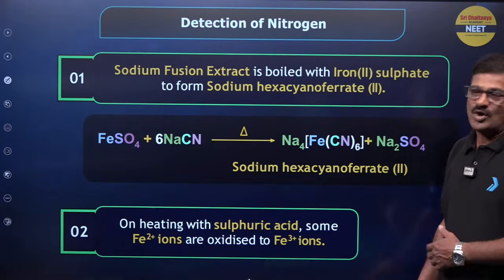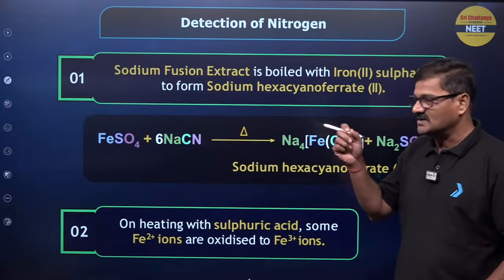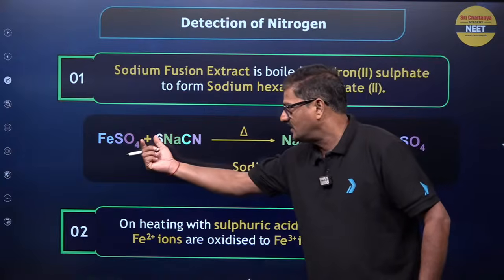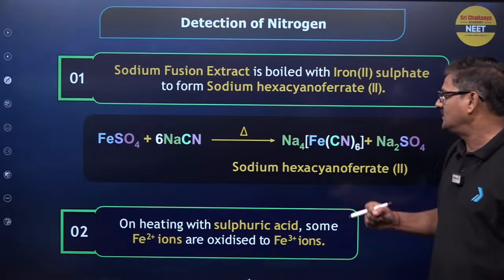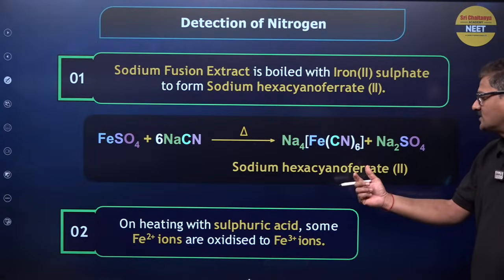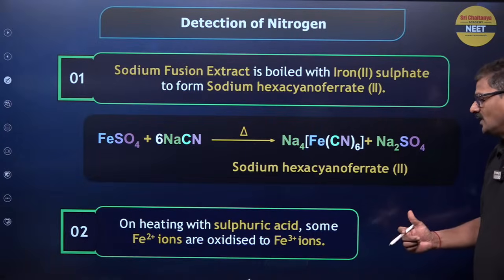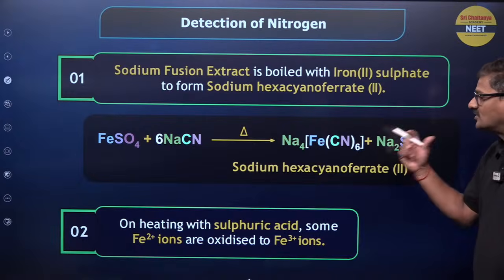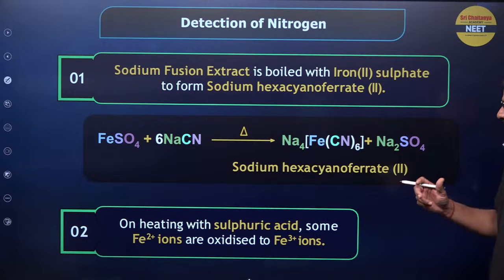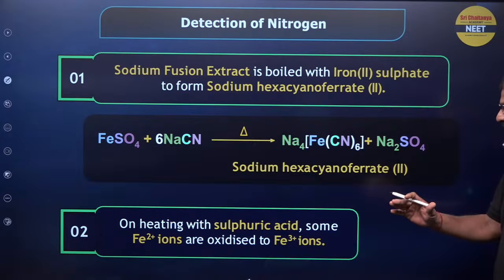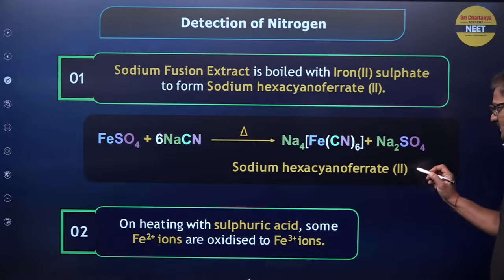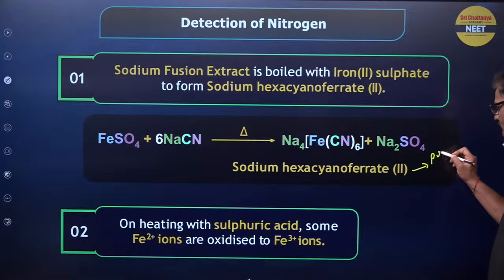Okay, so I am telling you, the Lassaigne extract is added with FeSO4, and you are going to get sodium hexacyanoferrate II. It is called Prussian blue. Okay, on heating with sulfuric acid, some Fe2+ ion oxidizes to Fe3+ ion. This is what is called Prussian blue.